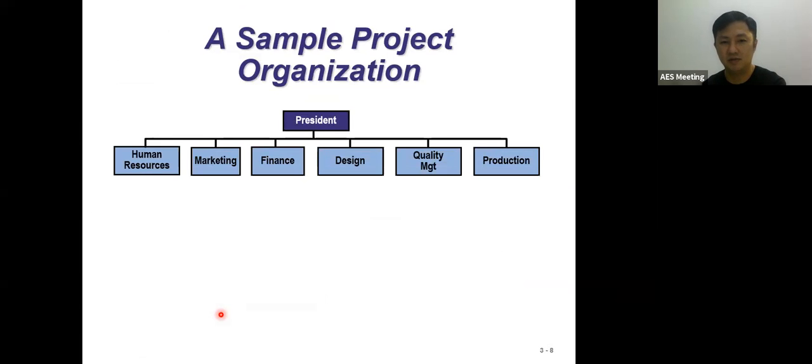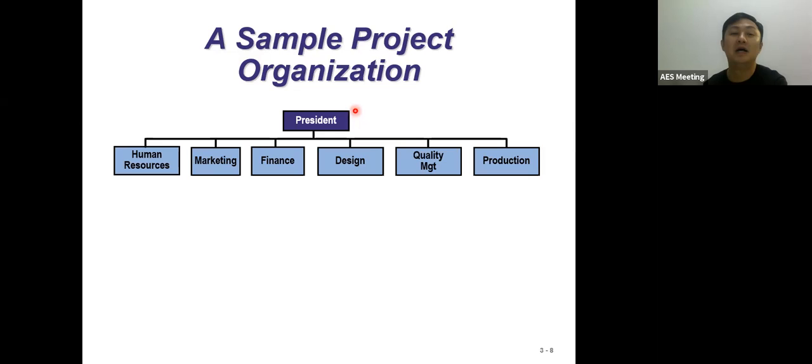So ladies and gentlemen, you can see quite clearly based on this chart. What you can see here is the president. The president belongs to the top management. This president will have the final say, provide the direction for the company, and make the important decisions for the company.